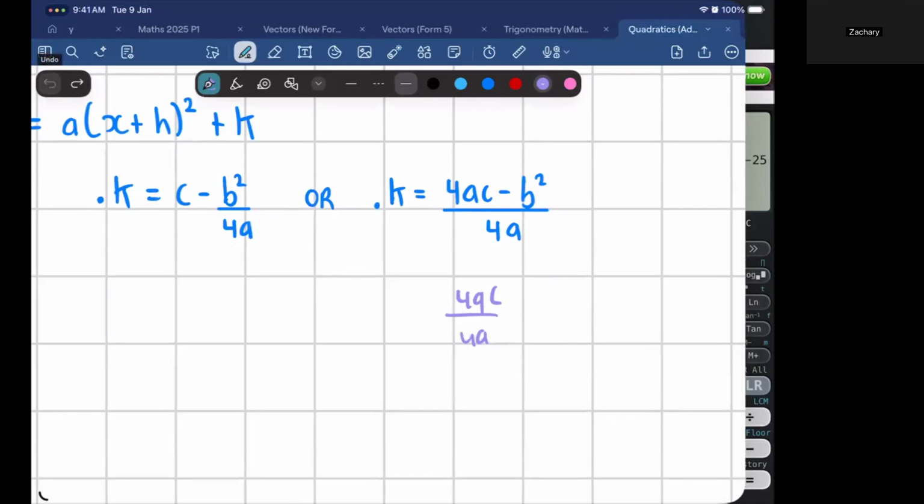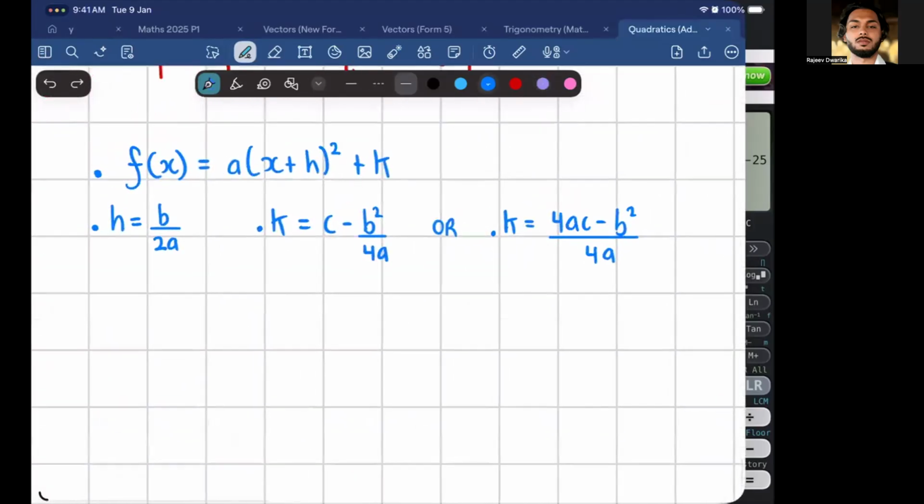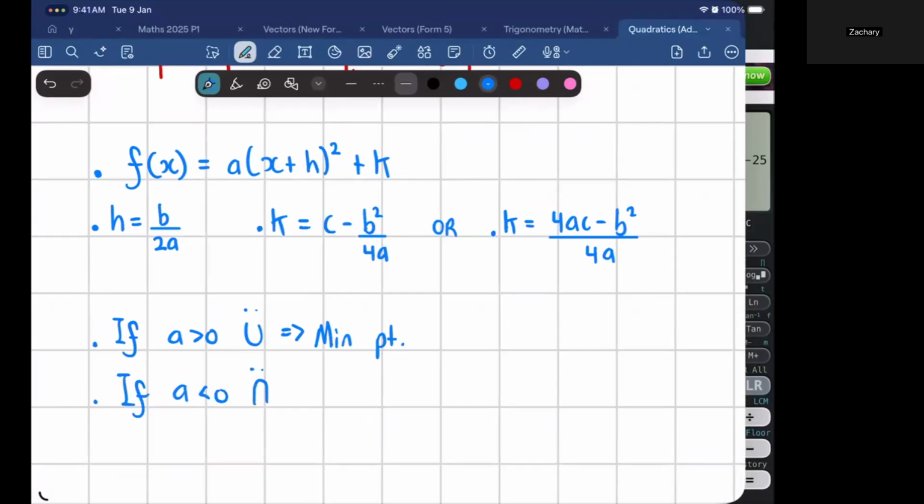So you see on the solid, right? Cool. Another thing I need to know: how do you tell if a quadratic has a maximum or minimum? If A is greater than 0, it means that you're happy, smiling, and have a minimum point. So this would be a minimum point. If A is less than 0, we're sad, and that's a maximum point.